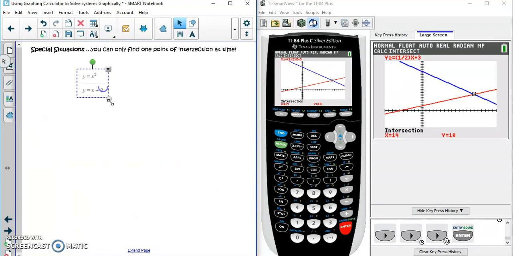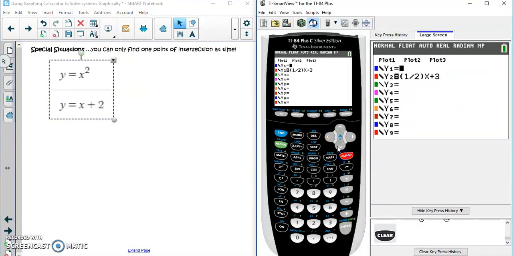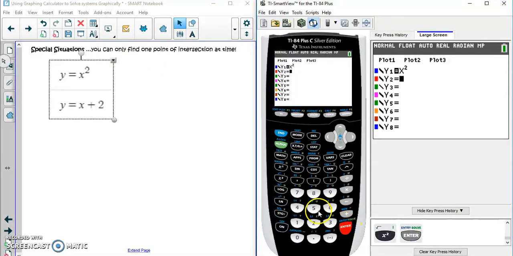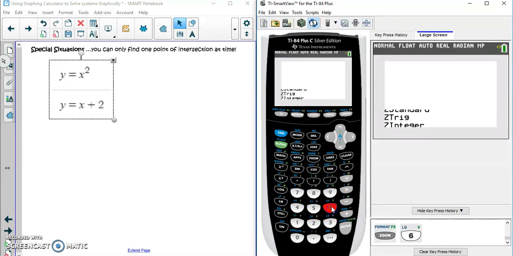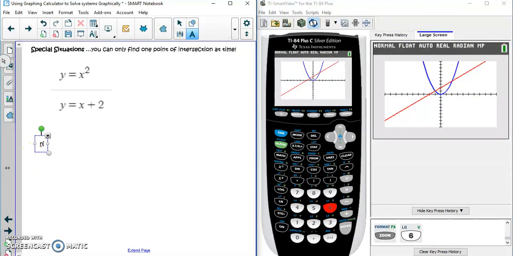Now one special situation: sometimes we're going to use these to solve graphs that maybe we can't graph by hand, but the big idea is sometimes graphs might touch more than once and you can only find one at a time. With this one, if I type in x squared and then the second equation is x plus 2, I'm going to go back to my standard viewing window. What we see here is that the blue graph touches the red graph twice. When that happens, you just need to find each intersection separately.